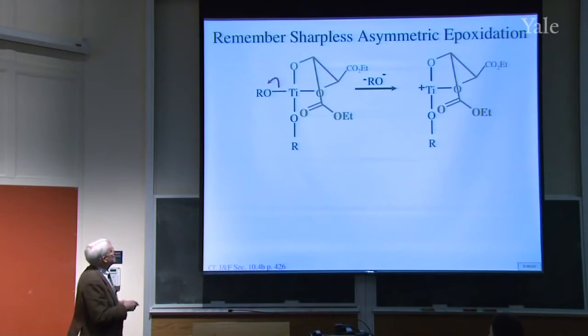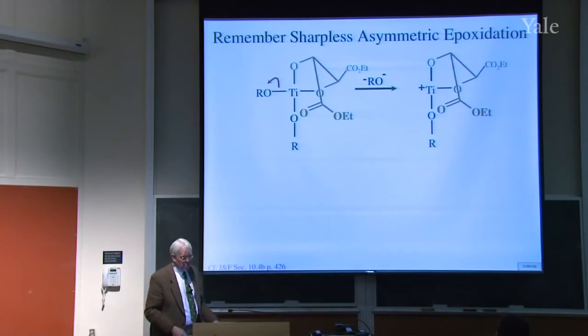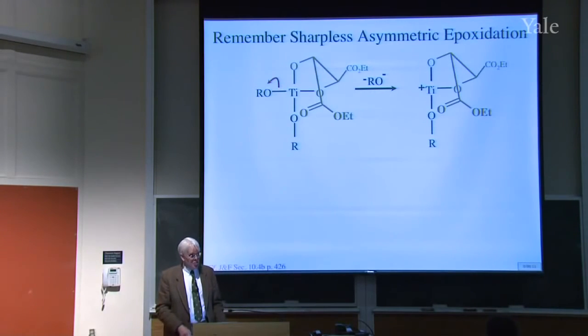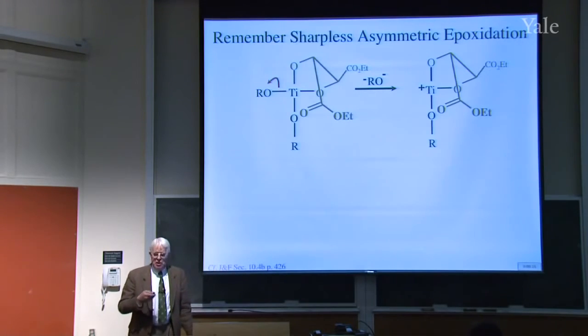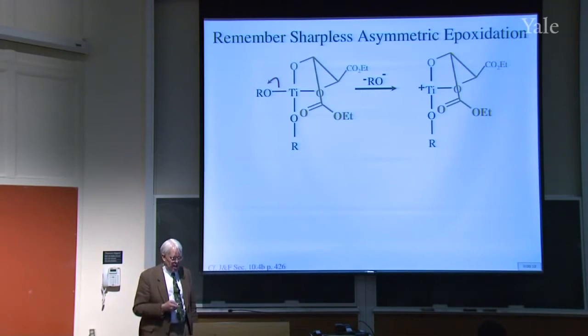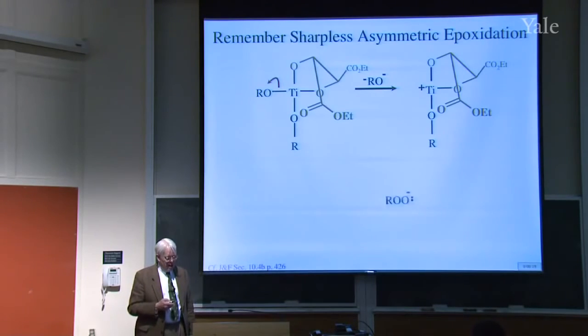So that's interesting. Okay, and this is somewhat reminiscent of what we talked about last semester, which is the Sharpless asymmetric epoxidation. Well, I'll just run through this quickly. We've done it several times before. So you lose the RO minus, then a peroxy group comes up to the titanium, right?